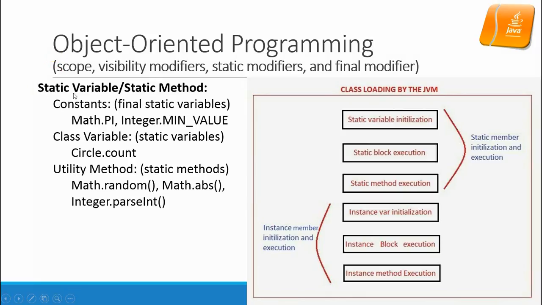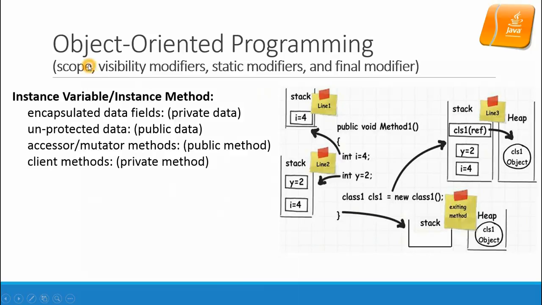Right here, let's look at the static variables and static methods. When the class is loaded by the Java Virtual Machine, it will do the following things: static variable initialization, static block execution, static method execution, instance variable initialization, instance block execution, and instance method execution. These need the instance members initialization and execution. The static methods would have static method instantiation and execution. So these need the instance constructor code, and these don't. It will be available when the class is loaded.